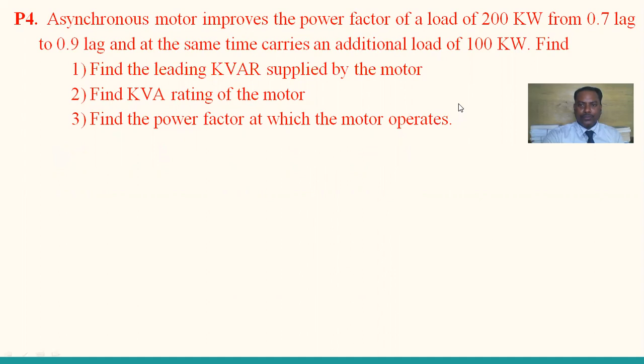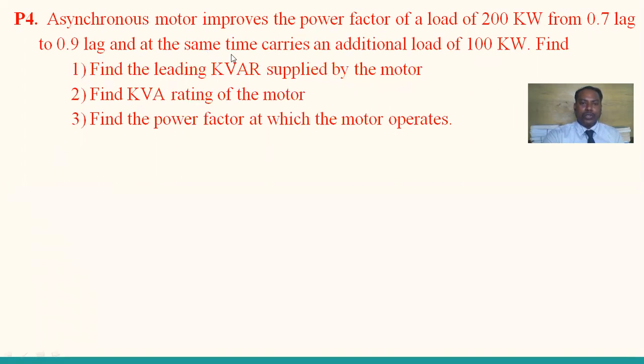In this problem, the original load carried by the system is 200 kilowatts with a power factor of 0.7. To enhance this power factor from 0.7 to 0.9, a synchronous motor is connected into the system so that it draws an additional load of 100 kilowatts. You are asked to find the leading kVAR supplied by the motor. Here the synchronous motor is a synchronous condenser. When the synchronous motor is operated under no load condition or overexcited, it behaves like a condenser.